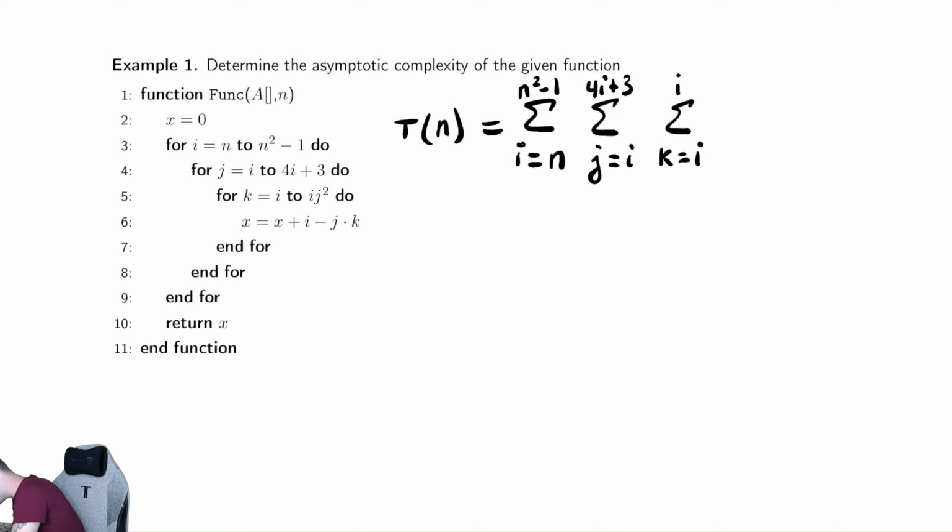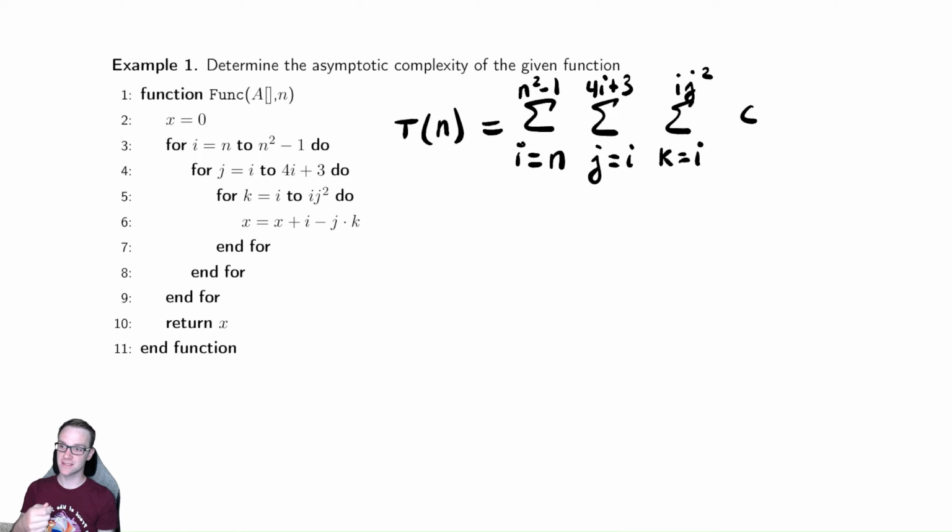What goes inside of the summations? Well, what goes inside of the summations is the cost of the code that is executed every time the for loops execute. In this case, that's line 6, this line here. And the cost of executing that line of code is going to be some constant. It retrieves values i, j, k, and x, and assigns, and does basic adding and subtracting. All of those are assumed to be constant time operations.